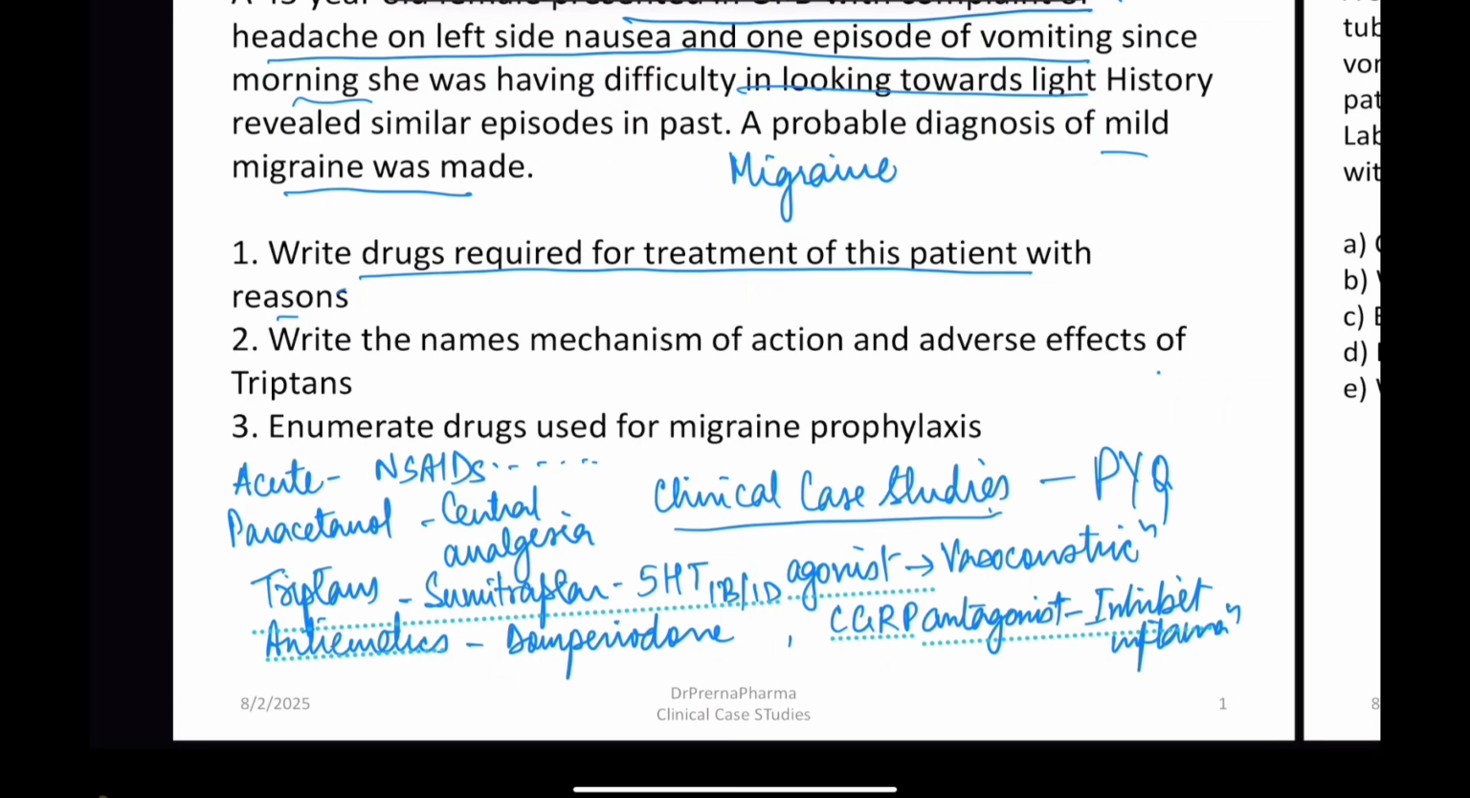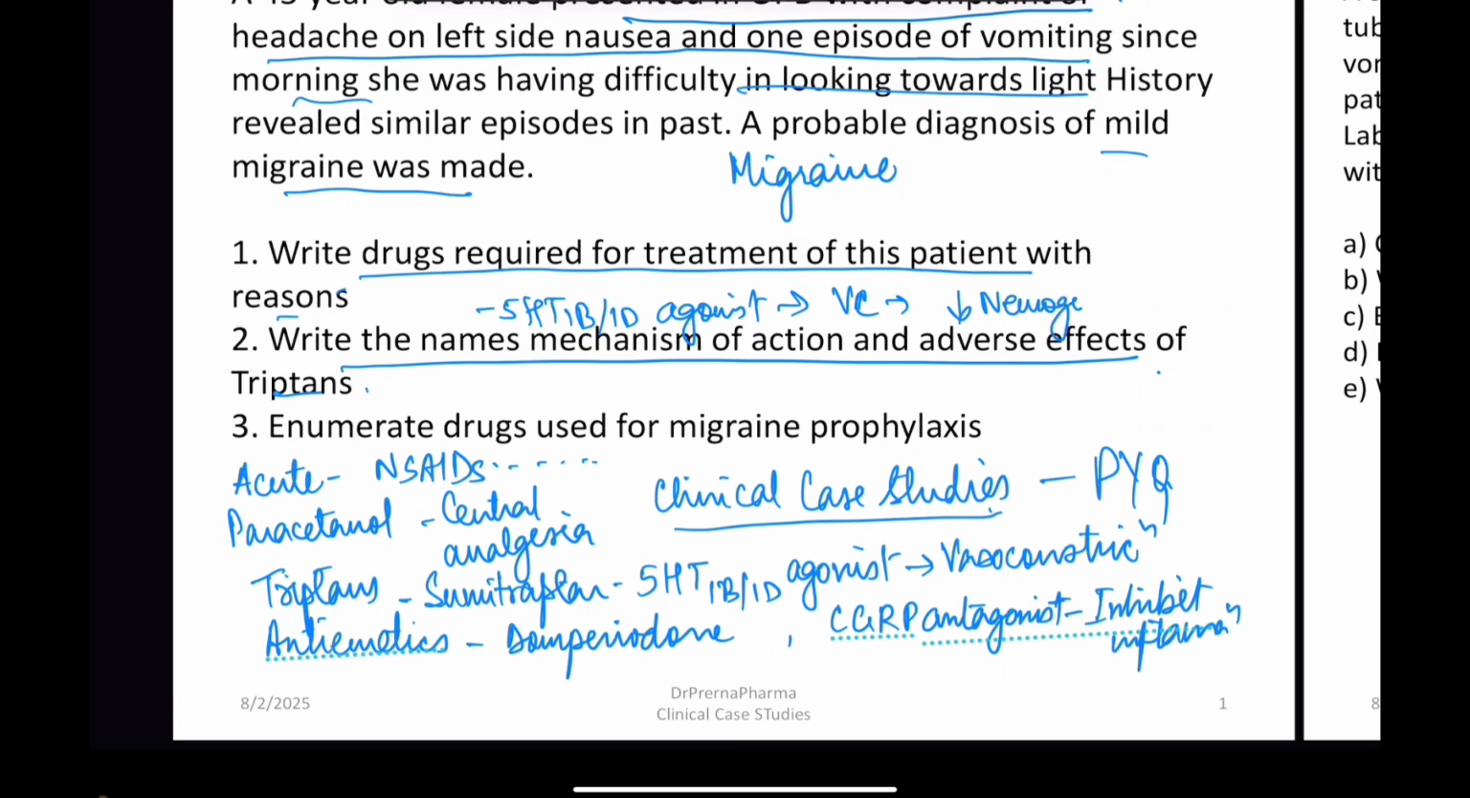Okay, then write the names, mechanism of action and adverse effects of triptans. Now for triptans, here you will write the detail, like they are 5-HT 1B, 1D agonists. They cause cranial vasoconstriction and then they also reduce the neurogenic inflammation, right? Adverse effects of triptans, they can cause coronary spasm, so they should be avoided in coronary artery disease patients, and they can cause chest tightness, right? So these are the side effects.